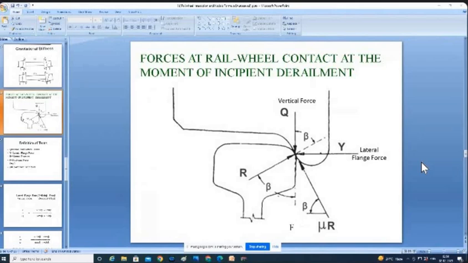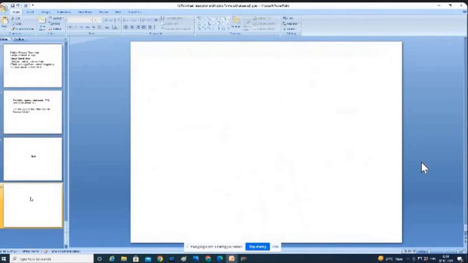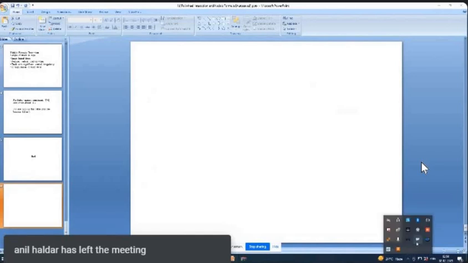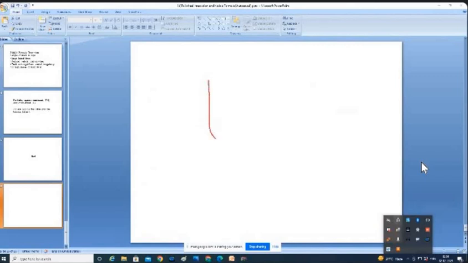Say this is the wheel profile. On this wheel profile, if you draw one line like this with reference to the vertical, this angle is called beta.